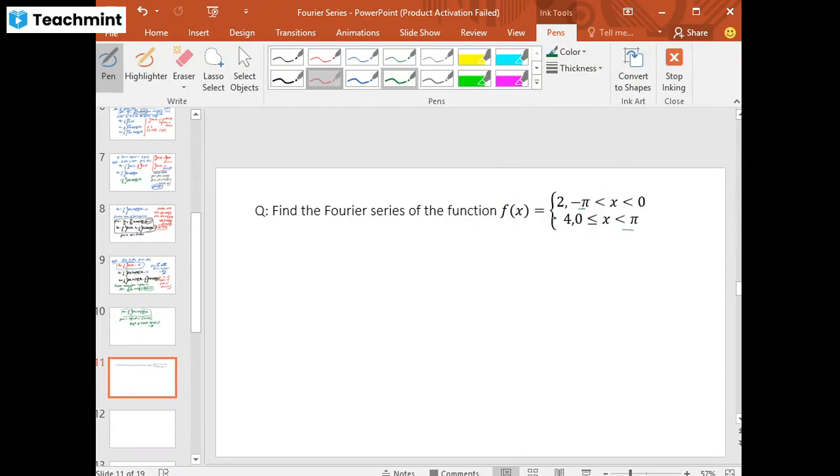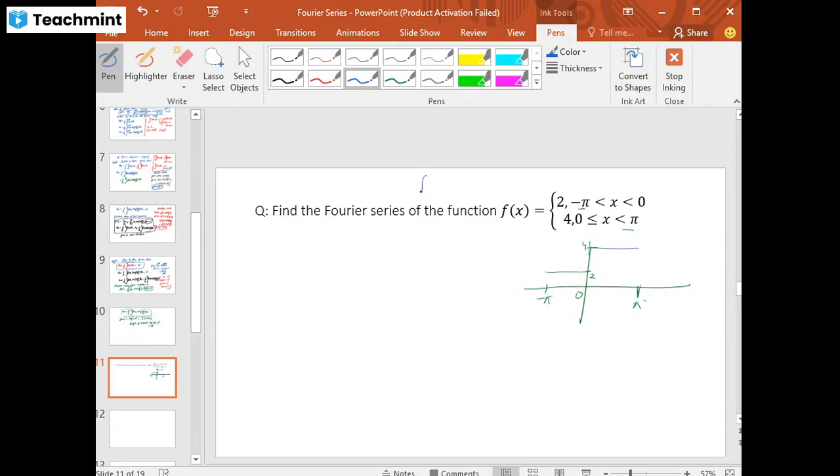It is defined in the interval minus pi to 0 as 2, and 0 to pi as 4. If we look at the graph of the function, this is minus pi to 0, and this is 0 to pi. From minus pi to 0, the value of the function is 2, and from 0 to pi, its value is 4. So clearly this function is neither even nor odd, because it is not symmetric about the ordinate axis, nor is it symmetric about the origin.